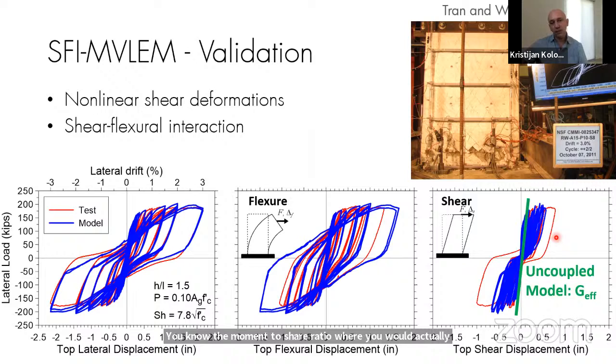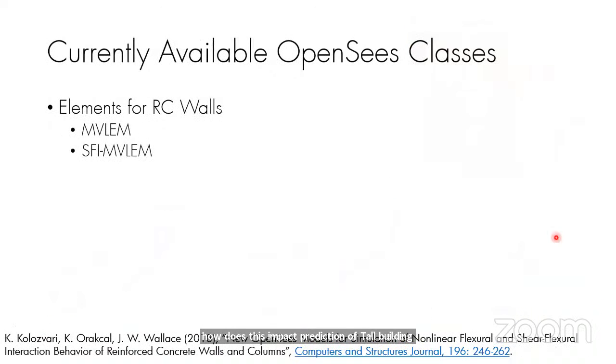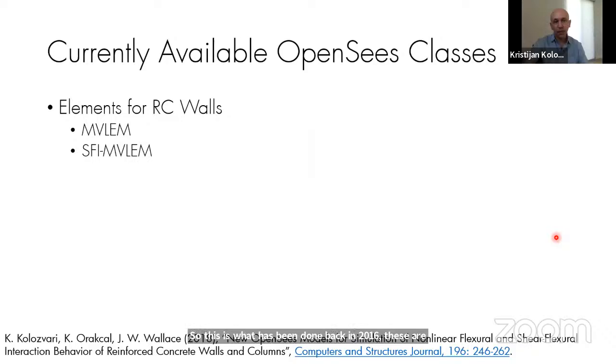And we spent, I would say, some time comparing these models. There are various papers out there. And one thing that we're also working on is looking at how this impacts prediction of tall building responses using this uncoupled or coupled model. So this is what has been done back in 2016. These are the models that have been available in OpenSees for a while now, and they've been widely used. I've been contacted quite often by many students and researchers, and I'm quite happy about that.